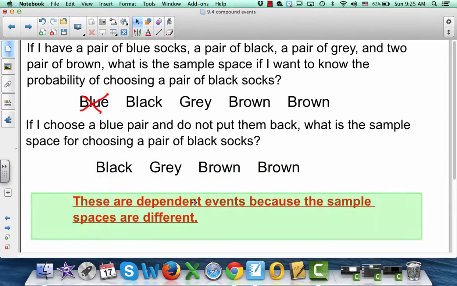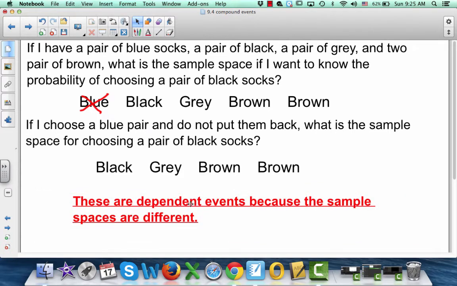Well, this is known as a dependent event because the sample spaces are different. The first time we had blue, black, gray, brown, brown. The second time we just had black, gray, brown, and brown. Once again, these are dependent events because the second one depended upon what happened the first time.